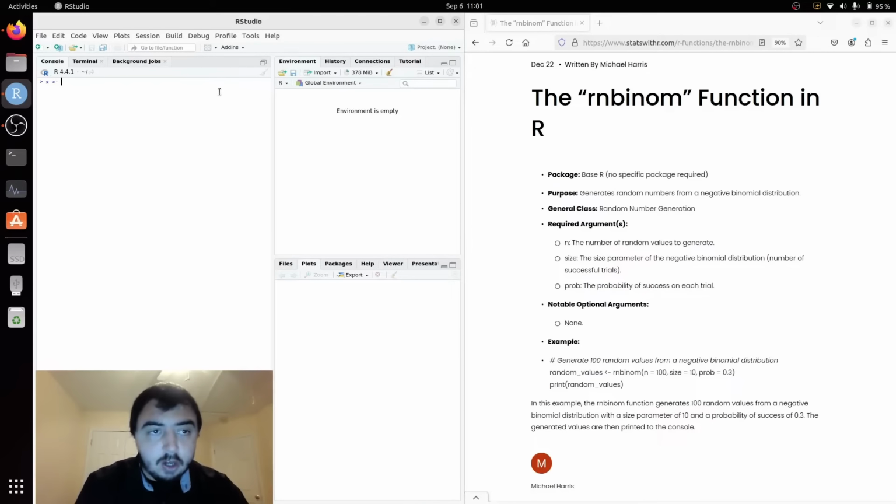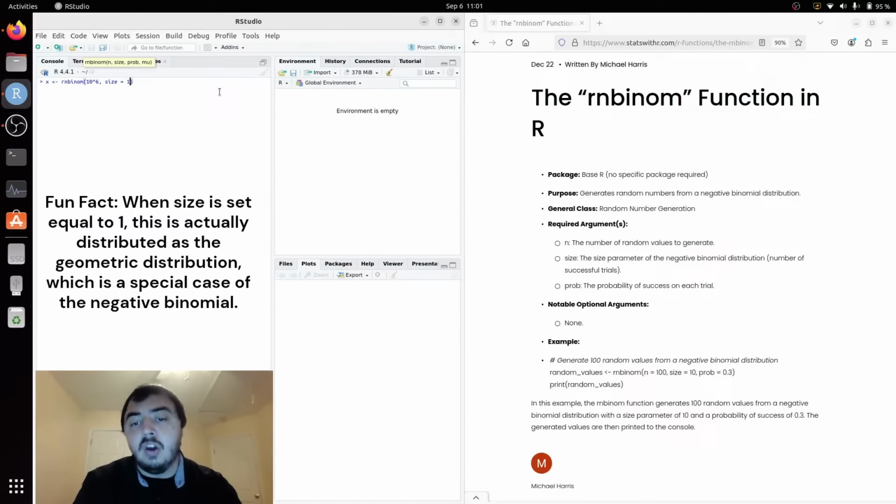I'm going to make a vector x and fill it with values from the negative binomial distribution. As always, I'm going to do 1 million values. I want to set size equal to 1, so this is the number of trials until we get a single success, and the probability equal to 0.5. I'm doing it this way because it's easy to think about. Mu is also an optional parameter if you use a different parameterization of the negative binomial, which is something to look into if you need that.